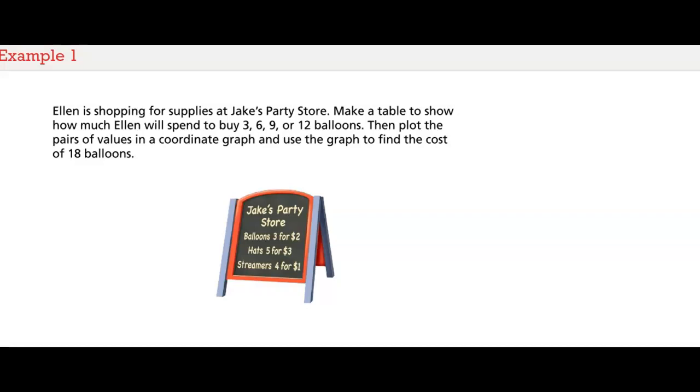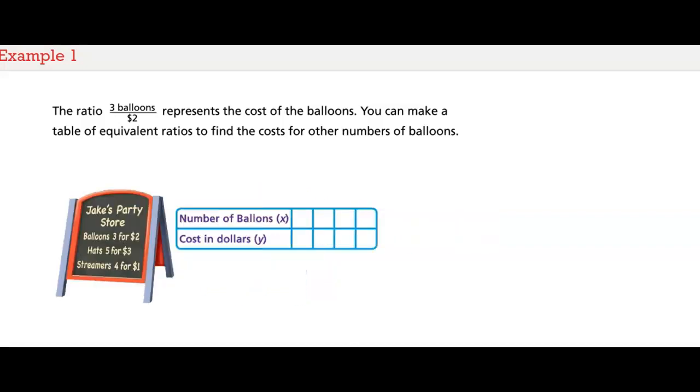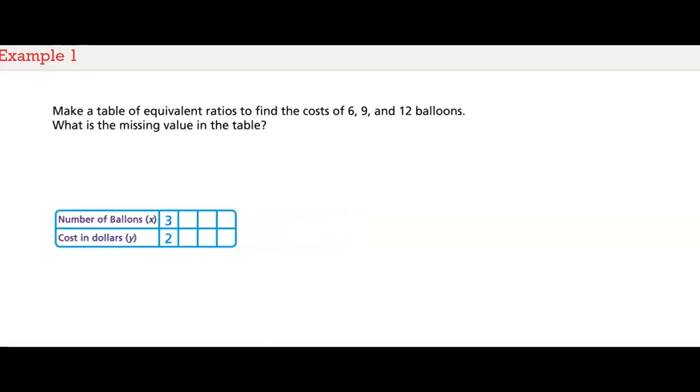Then plot the pairs of values in a coordinate graph and use the graph to find the cost of 18 balloons. The ratio 3 balloons over $2 represents the cost of the balloons. You can make a table of equivalent ratios to find the costs for other numbers of balloons. Make a table of equivalent ratios to find the costs of 6, 9, and 12 balloons.